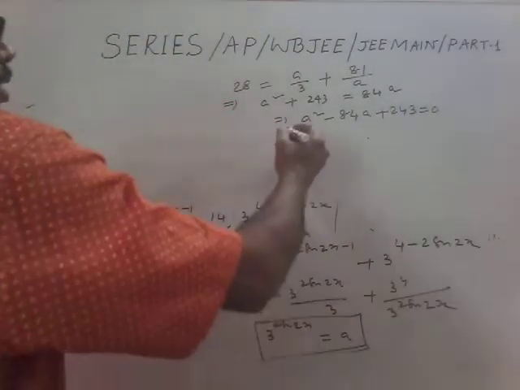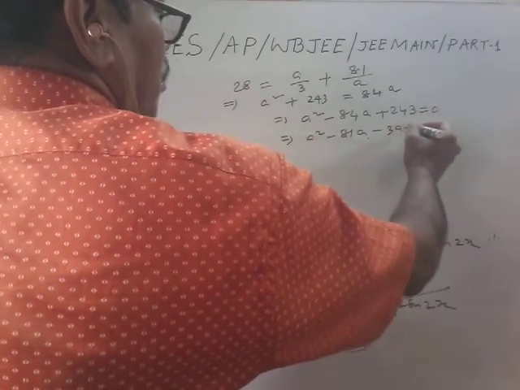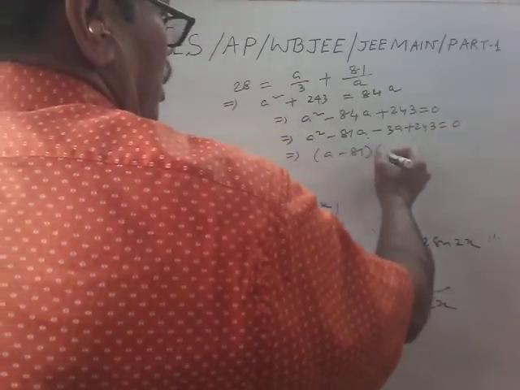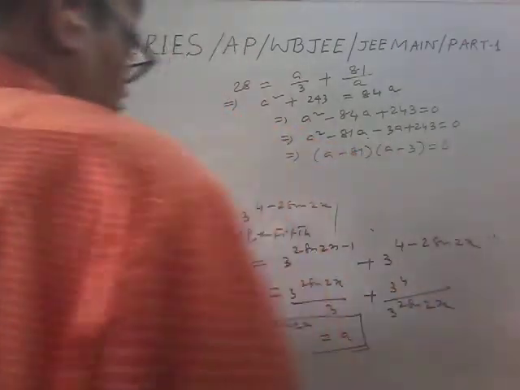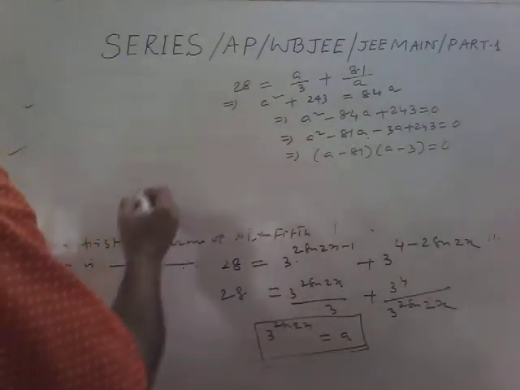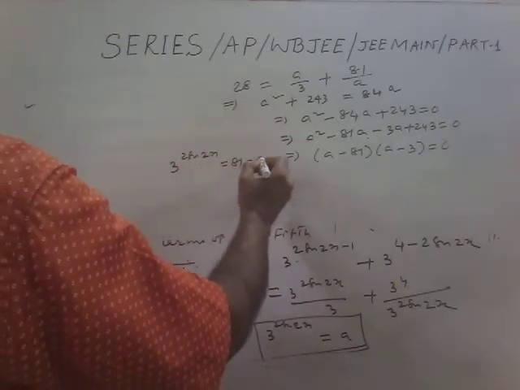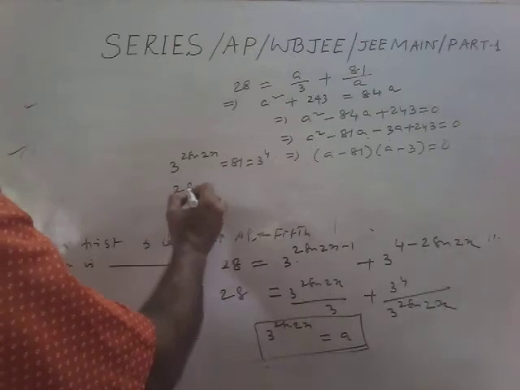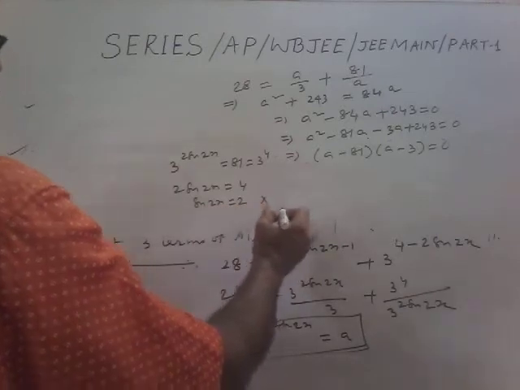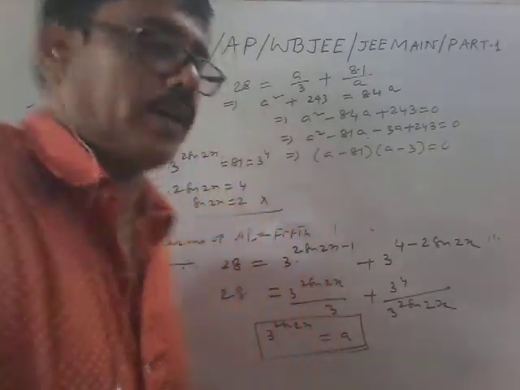Now it is a square minus 81a minus 3a plus 243 equals 0. So (a minus 81)(a minus 3) equals 0. So finally what we are getting, a means 3 to the power 2 sin 2x equals 81, 3 to the power 4. So 2 sin 2x equals 4. So sin 2x equals 2. This is not possible. Value of sin cannot be greater than 1.